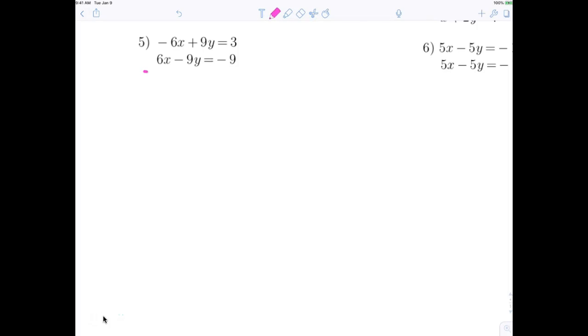That's my mistake. But still, if I add them, what's happening? They cancel out. This cancels, so we get 0 equals -6. So because you were listening, now you know that that's a false statement. So that means the lines are what? Parallel. They are parallel. Thank you for listening. The lines are parallel. If the lines are parallel, that means there is no solution.